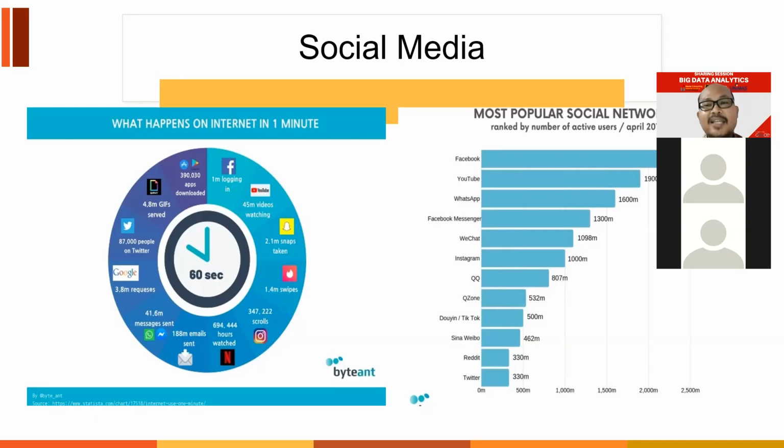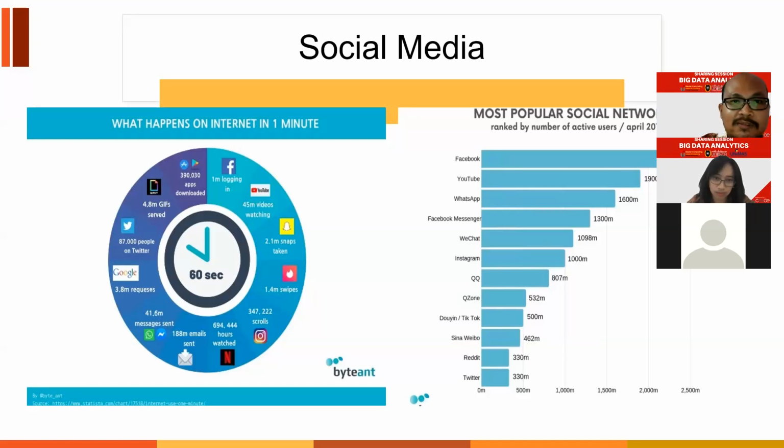The big data was already there before this, but with the technology, the techniques and the platforms now being much less expensive, we can use more advanced technology to deal with data. So this is the fact about data: what happens in 1 minute? You can see 390,000 application downloads, logins, hours of video watching and everything, and the active users here. So this must be a really large amount of information.